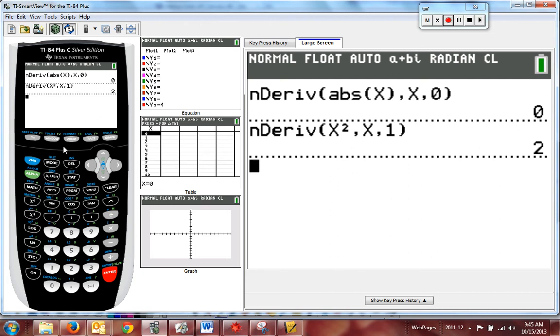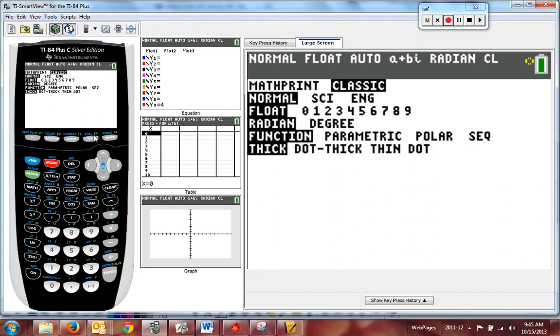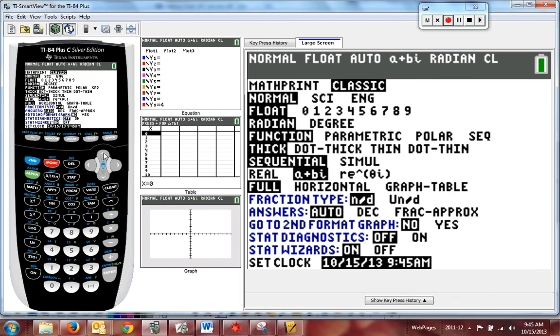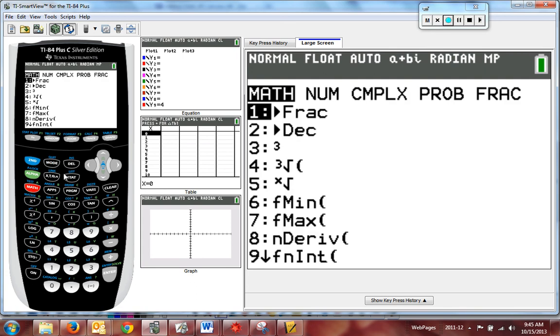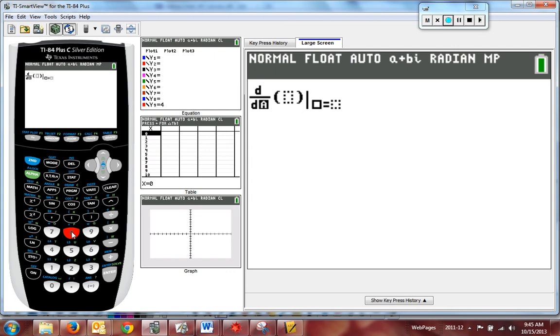All right, now let me show you what pretty print looks like. Okay, so I'm going to change my mode into the math print and go back to my home screen. All right, so now that I'm in math print, I'm going to do the same thing. I'm going to go math. I'm going to choose the nDerive number 8. And now look at what it looks like.